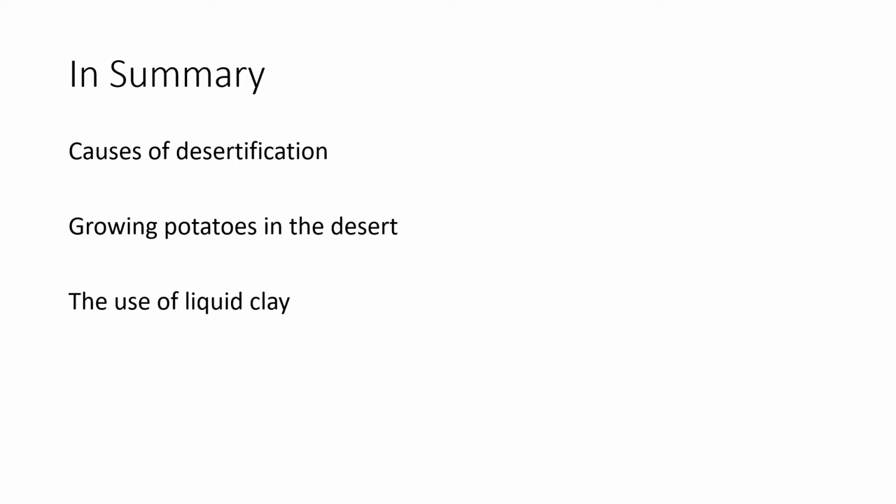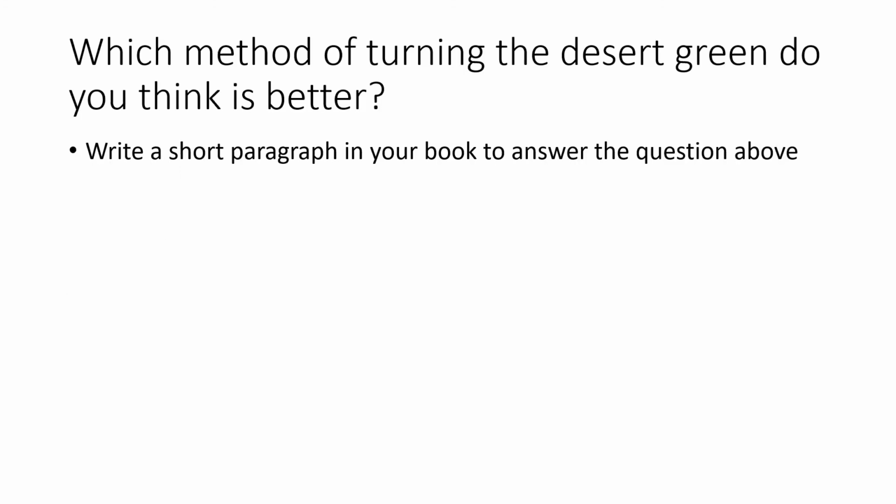Okay, so to finish up this lesson, we have looked at the causes of desertification, specifically climate change and overgrazing. We've looked at 2 methods to try and turn the deserts back green again, growing potatoes in Egypt and the use of liquid clay. I would now like you to think about which of those 2 methods do you think is better for turning the desert green? Which do you think is more sustainable? That means long lasting, good for the environment, good for people.